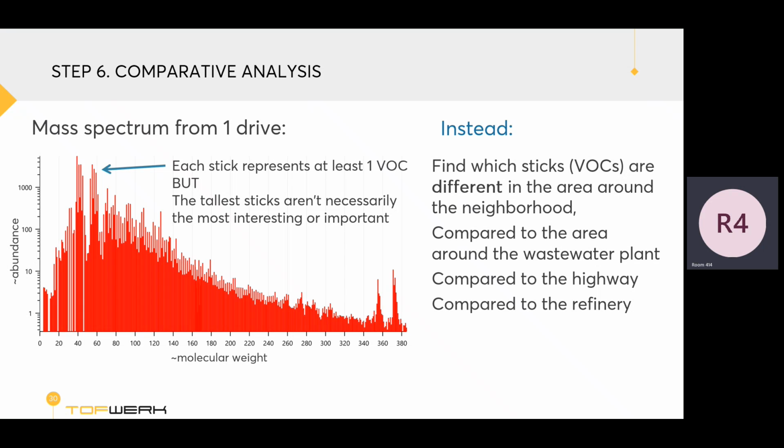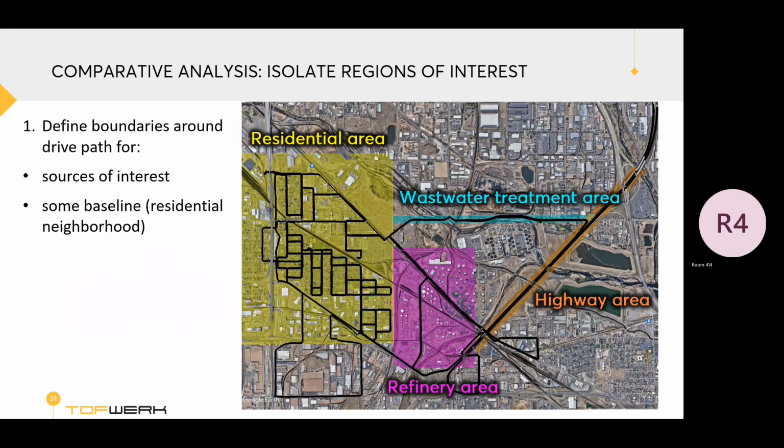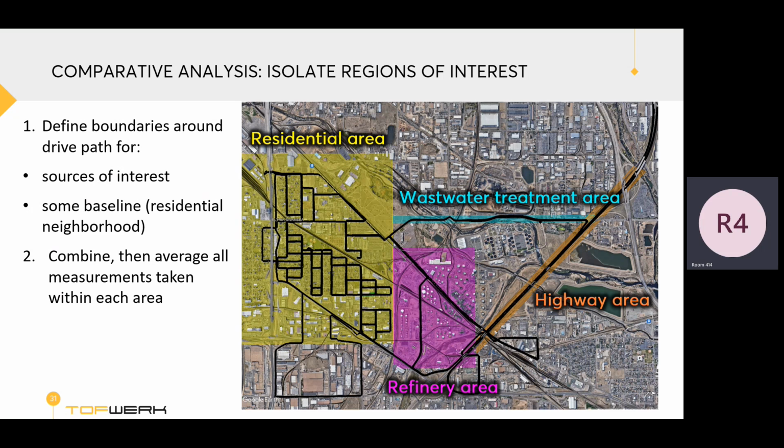We want to highlight the VOCs that are different in a residential area compared to the area around the wastewater plant, or the area around the highway, or around the refinery. Isolate the region, find some boundaries for this area, and then pick one of the regions to be the reference, which we compare all of the other regions to. We chose the residential neighborhood as a reference area. And we combine an average from all drives taken in that area.